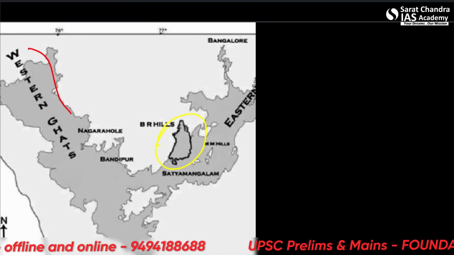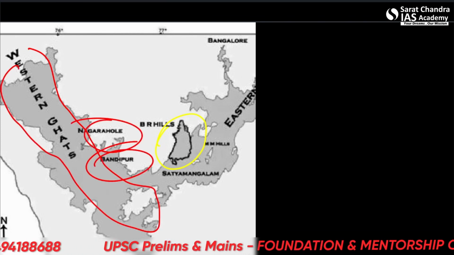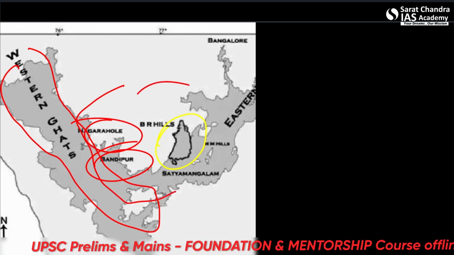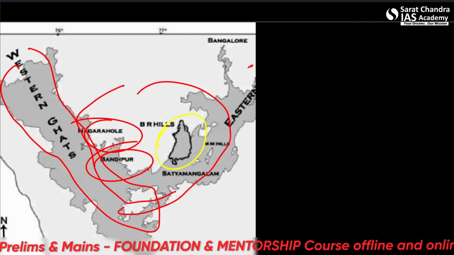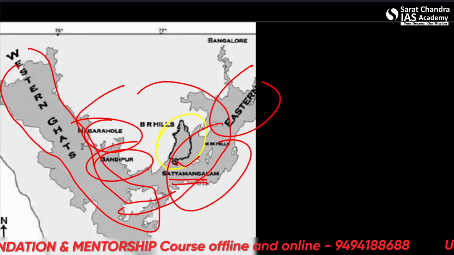Okay, so these are the Western Ghats. These are Nagarhole and Bandipur. These both are in Karnataka here. BR Hills are also in Karnataka near the Bangalore. These are the Eastern Ghats and Satyamangalam Tiger Reserve. Very, very important again. Okay.